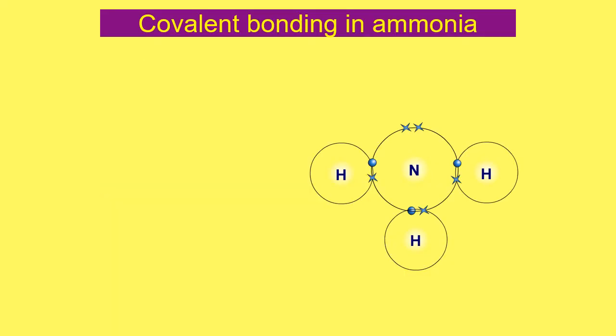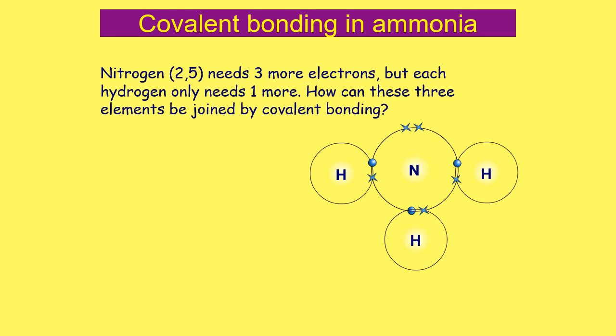Covalent bonding in ammonia. Now, ammonia is a really important molecule. From fertilizers, you'll see that ammonia is really important in the manufacturing of fertilizers, and it has a formula NH3. Now, nitrogen has 5 electrons in its outer shell. It wants to have a stable shell, which would mean having 8 electrons in it, and so it needs 3 more electrons. It's bonding with hydrogen, and each hydrogen only needs 1 electron.